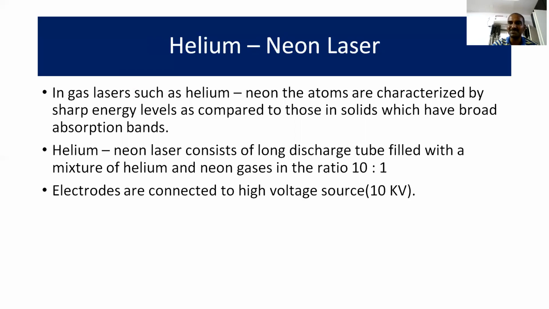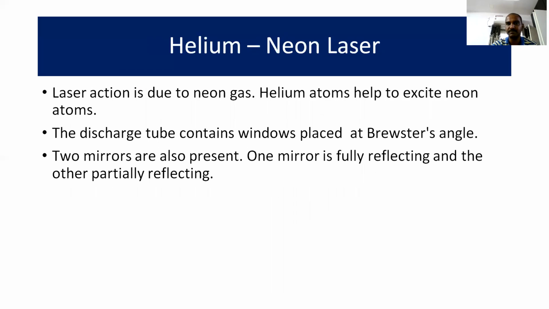The material which is present in the least concentration is automatically considered the active material. Here, neon atoms are present in less concentration. For every 1 neon atom, we have 10 helium atoms. That's why neon atoms act as the active material, which means they will undergo the process of stimulated emission. Electrodes are connected to a high voltage source, which is operated at 10 kilovolts.